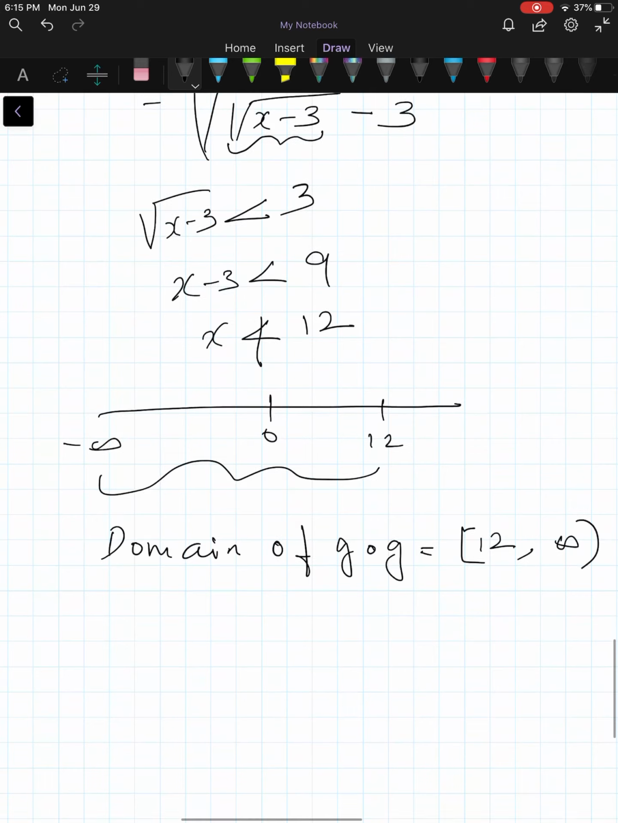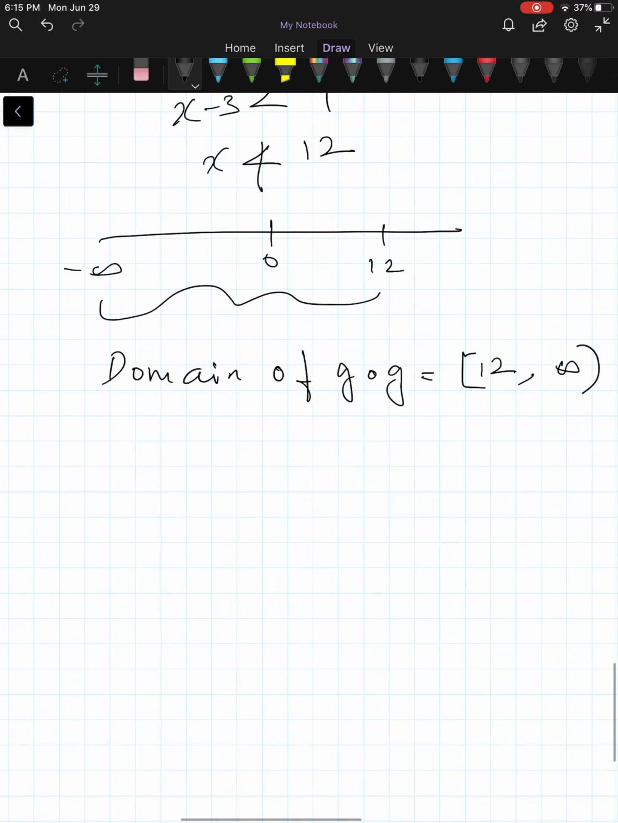Okay, I hope you got the thing what I did now. That would be the domain. So we can also compose 3 functions. We will do such a problem now. If you are given 3 functions f, g and h, we can do the composition.